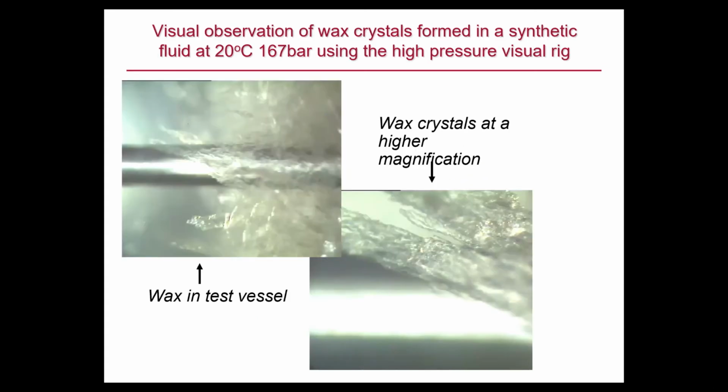And this is wax appearance and formation in a visual cell. Remember the cell I showed to you, this is the temperature probe. The test has been conducted in the same cell.